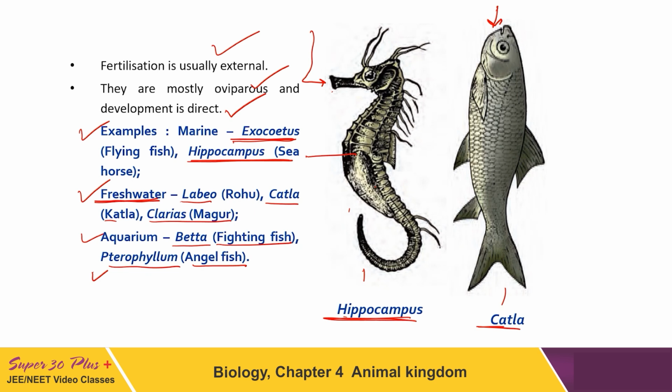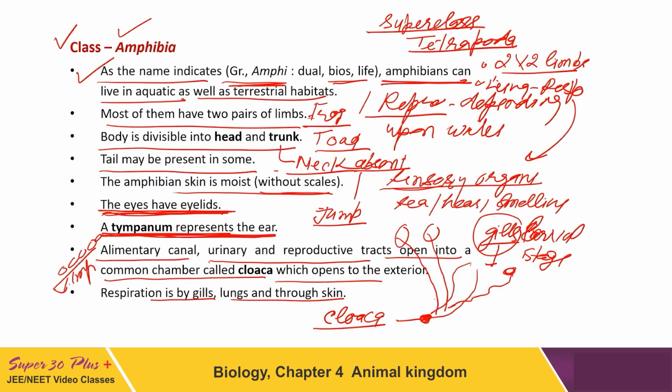Then freshwater aquarium fish, Labeo is there, and the aquarium fish, these are the fish used for food. And aquarium fish are Betta and Pterophyllum, angelfish. Is it right? Okay, come to the next now.